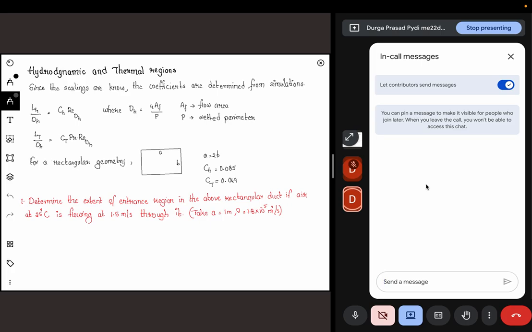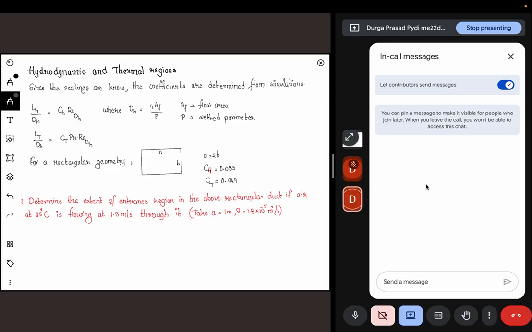So for a rectangular geometry with these particular dimensions, CH and CT have these values. If you have a circular geometry, you will have a different value of this coefficient. Again, these coefficients will change for every geometry, so it is dependent on the geometry.